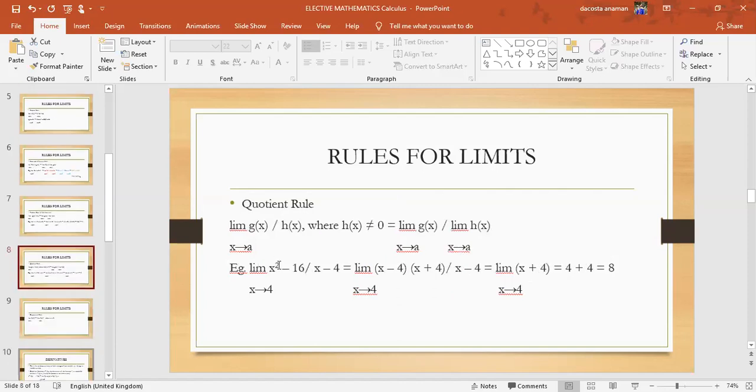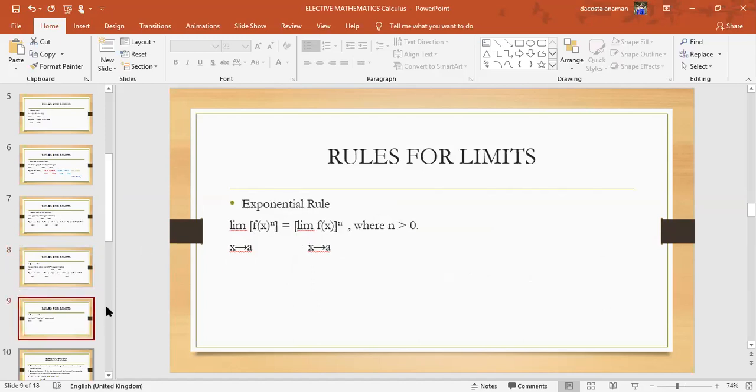We also talked about the quotient rule. The product rule is when they are multiplying. The quotient rule is when they are dividing. The limit of one function is dividing the limit of another function. In this instance, you again separate the two functions before you solve. Then we talked about the exponential rule, which is the limit of a function having an exponent, where n is greater than 0.